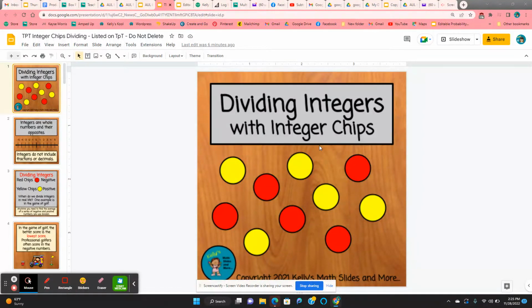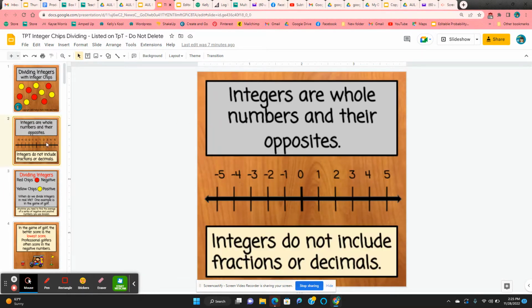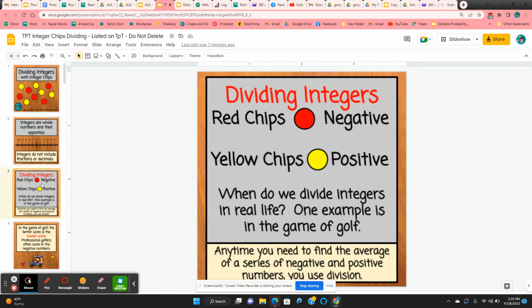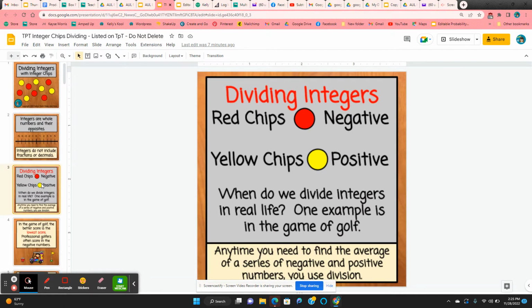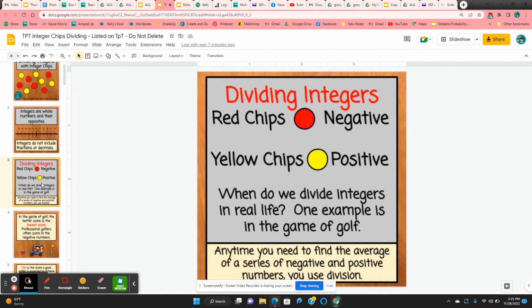Dividing integers with integer chips. This digital lesson will give students a little bit more of a conceptual idea of what dividing integers means. It starts with a definition of integers. They are not fractions or decimals. The red chips are negative, yellow chips are positive.